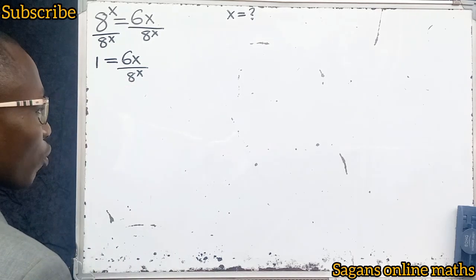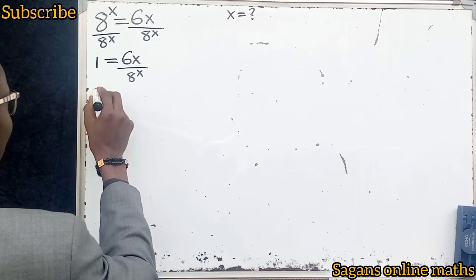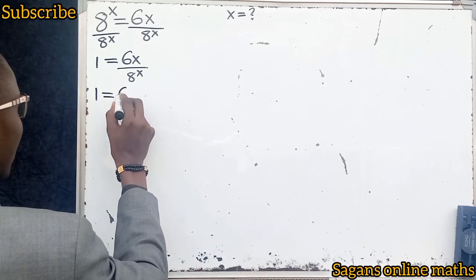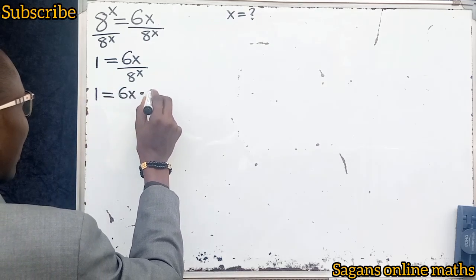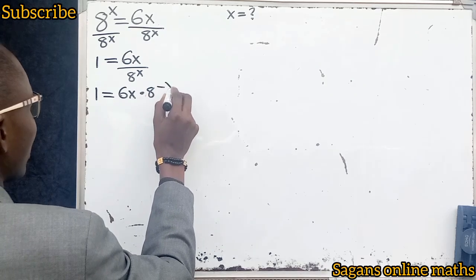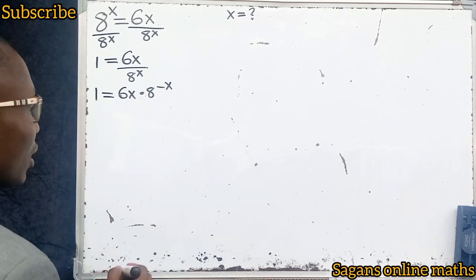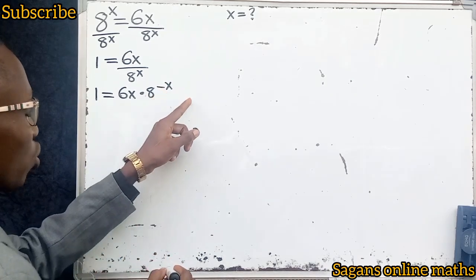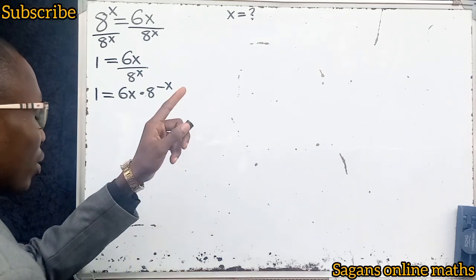Let's obey one of the properties of indices. Now we're going to write this as 1 equals 6x multiplied by 8 to the power of minus x, by obeying the properties of indices, because 8 to the power of minus x is equal to 1 divided by 8 to the power of x.